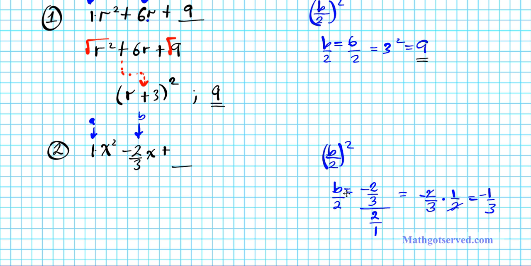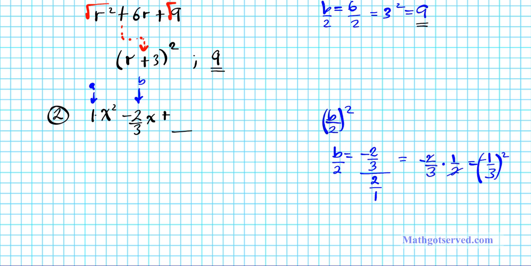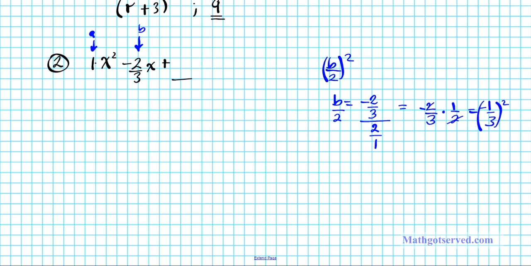Now, after you have b over 2, you have to square it, right? So if we square negative 1/3, what do we get? Minus squared is positive, so we're going to square the top, 1 squared, and the bottom, 3 squared. 1 squared is 1, 3 squared is 9. So 1 over 9 is a term that makes this a perfect square trinomial. So we add 1 over 9 here.